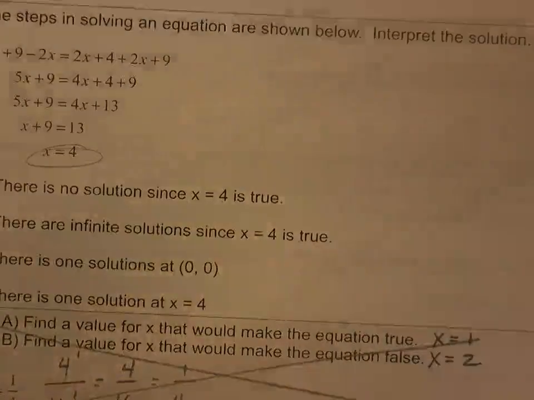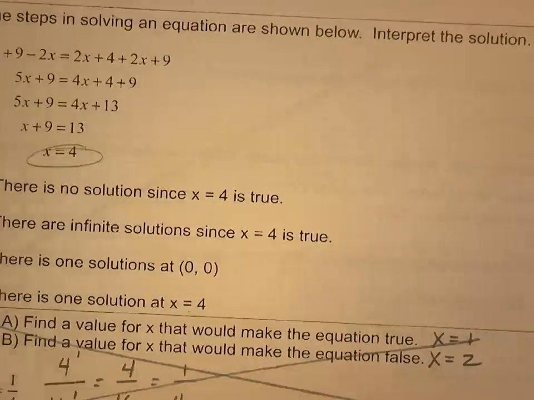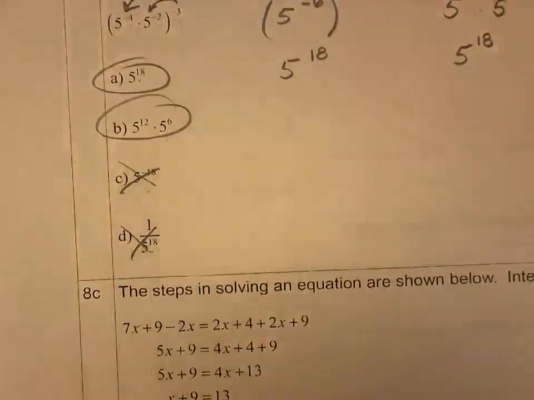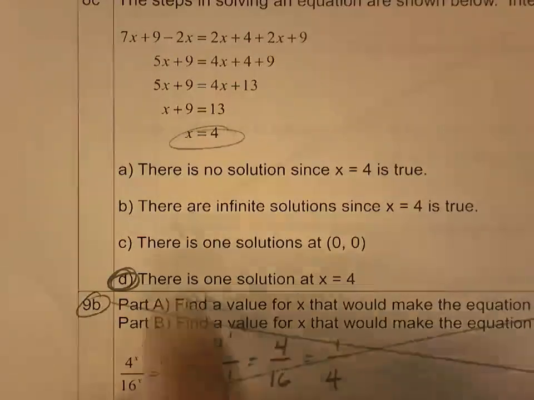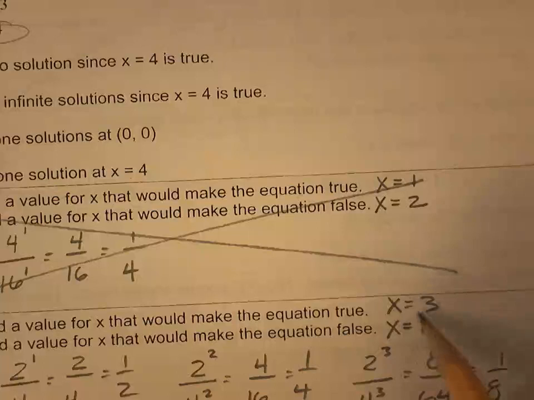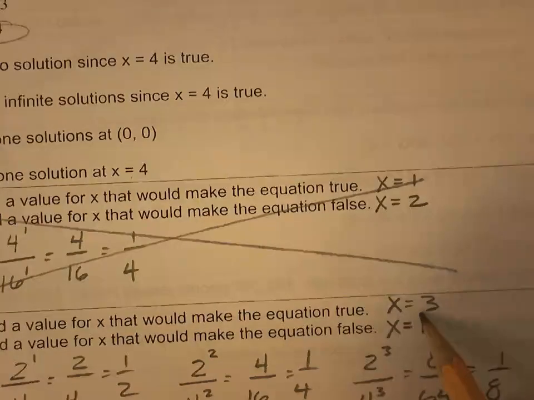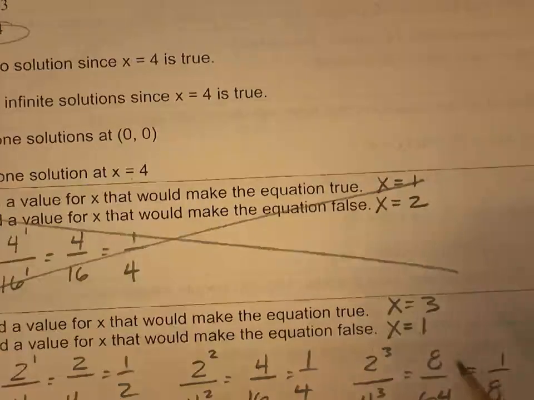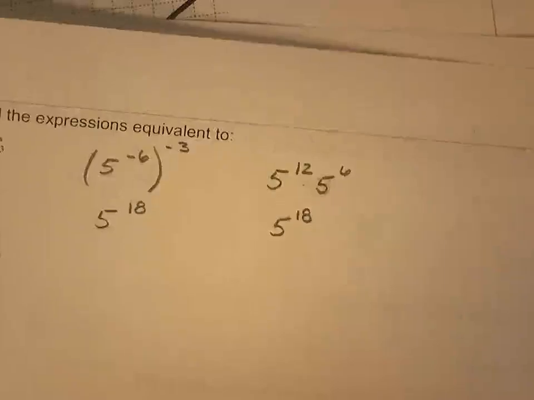All right, let's check the answer key. 7C is A and B. That's good. 8 is D. That is good. We're skipping 9B. 9C, it says A equals 3. Part A, 3. That works. And anything but 3. So 1 doesn't work. You could go 3. This could be 1, 2, 4, 5, 6, 7, 8. Good. And I'll have to fix that on the test or on the homework.